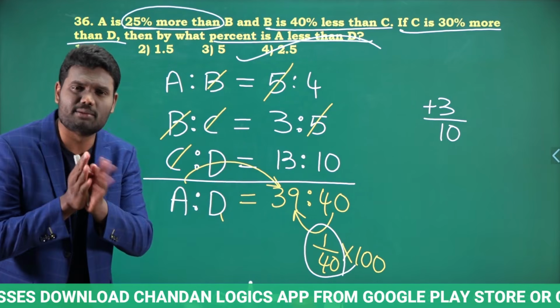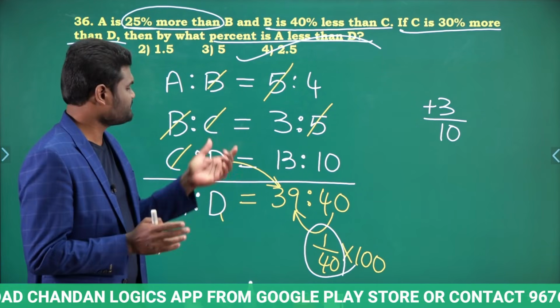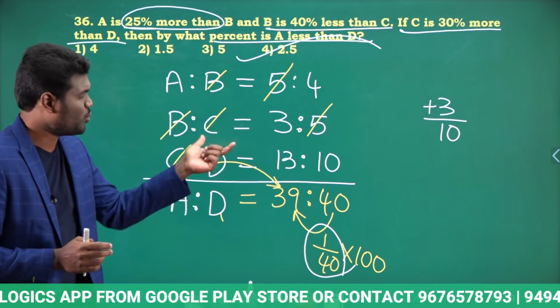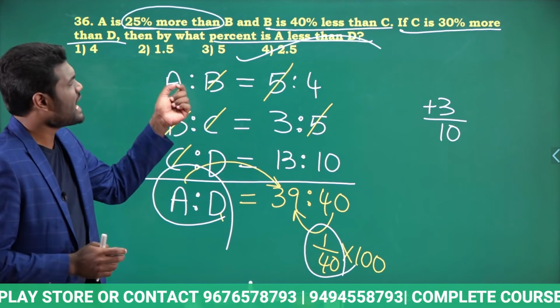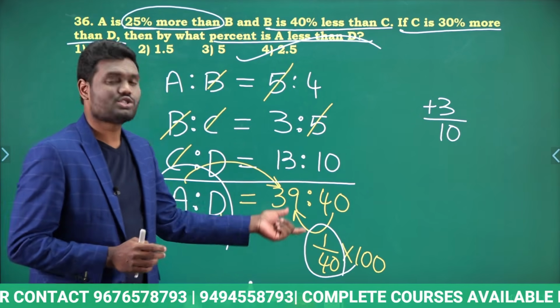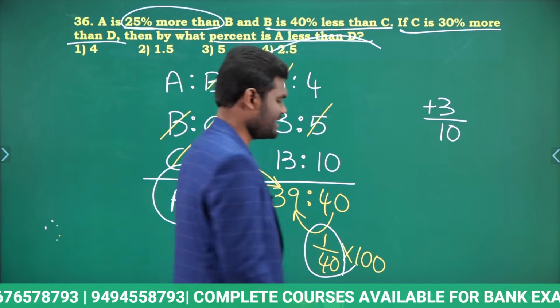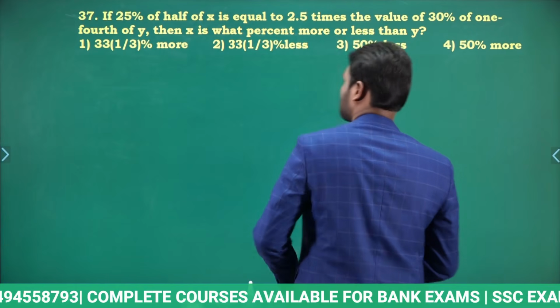So, very simple question. Just what you need is to frame the ratio. Once you frame the ratio, the unit relation between A and D, A is how much percent less than D? A is 2.5% less than D. Okay. Let us look at the next one.